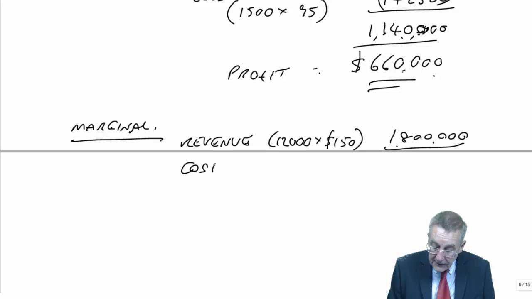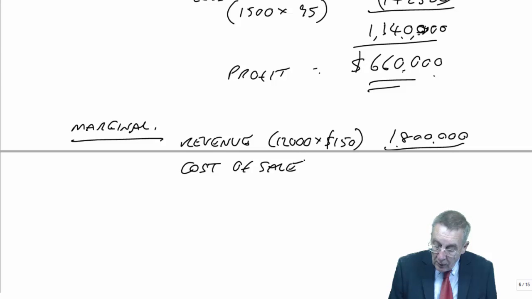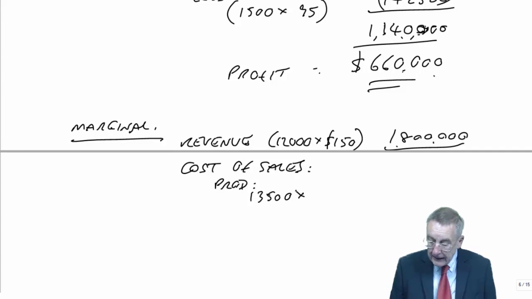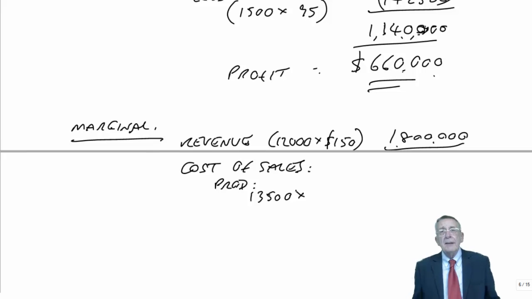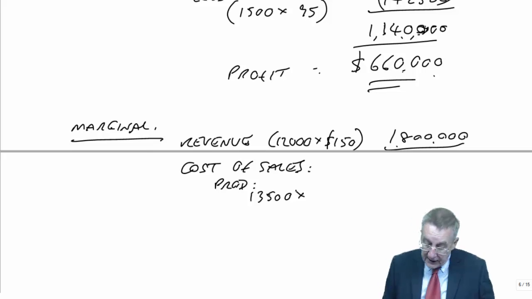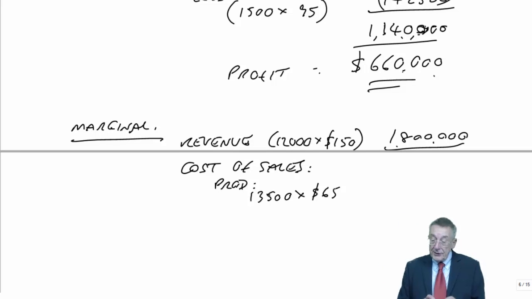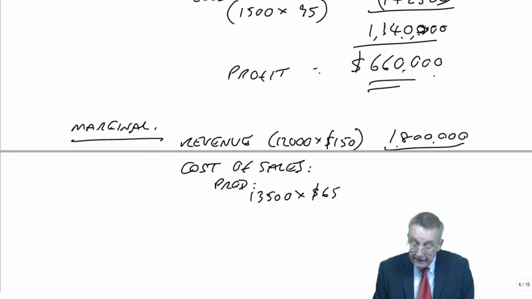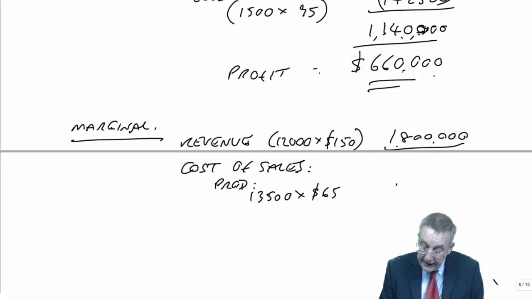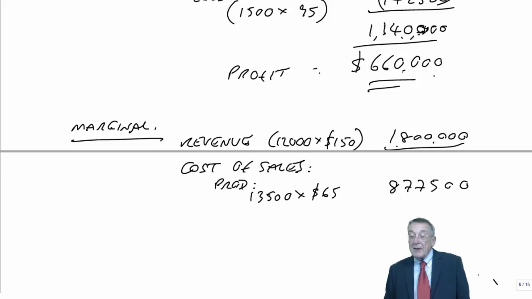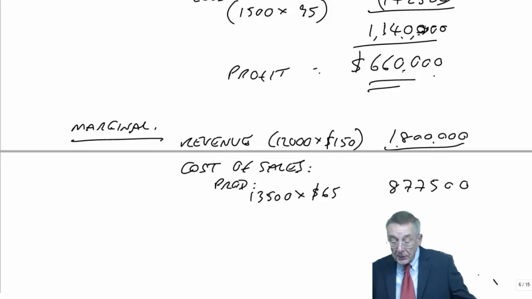The cost of sales, well, again, the production, first of all, we produced 13,500. If we're using marginal costing, we only charge at the variable cost of 65. 13,500 at 65 is 877,500. But that's the cost of the 13,500 produced.